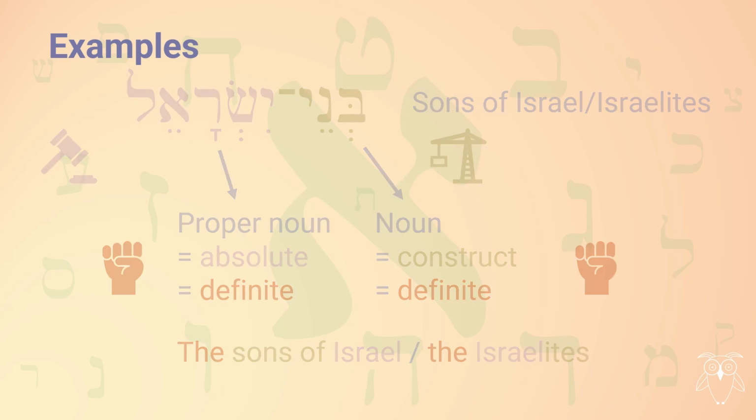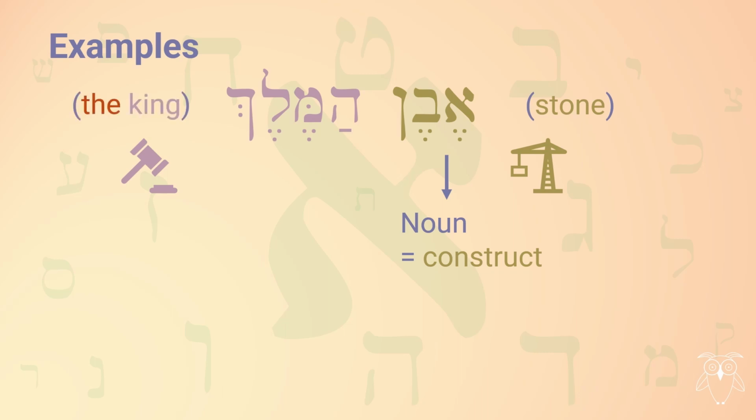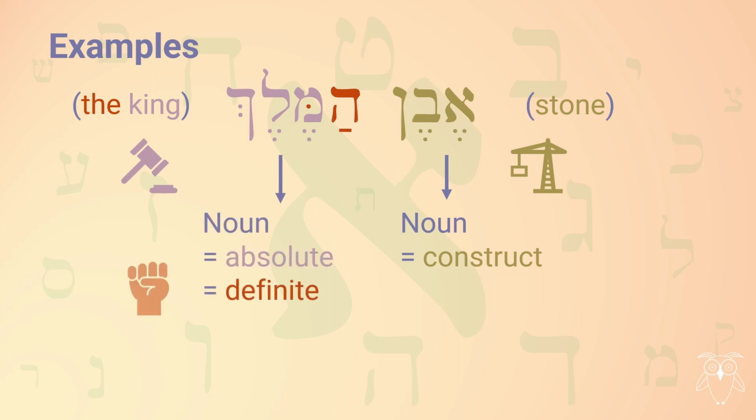Here's another example that is a little more explicit. Even HaMelech. The first word, Even, is in the construct state again, and it means stone. The second word, HaMelech, means the king. It has the definite article, and so the word is absolute and definite. And so we have stone of the king.